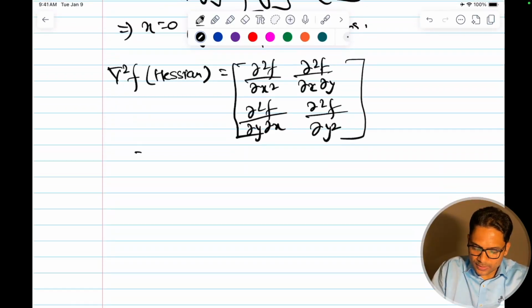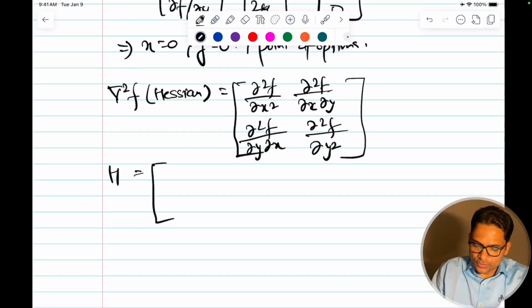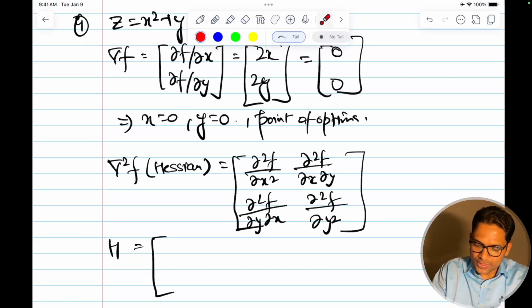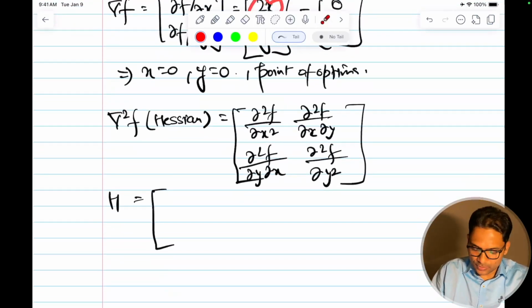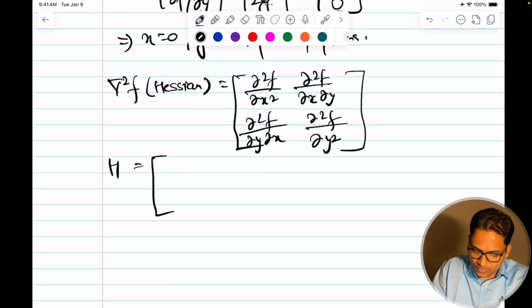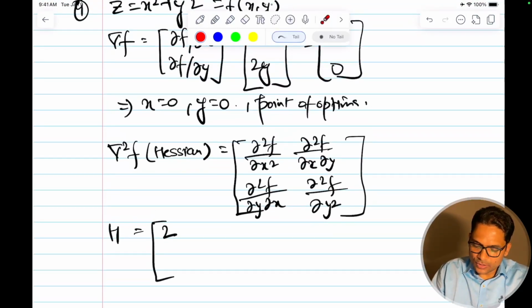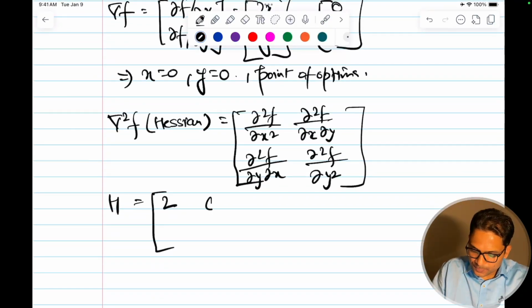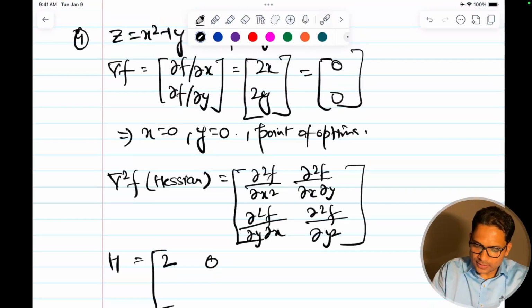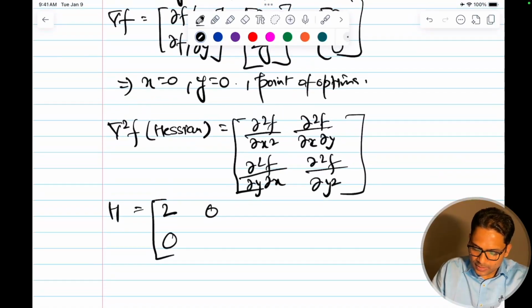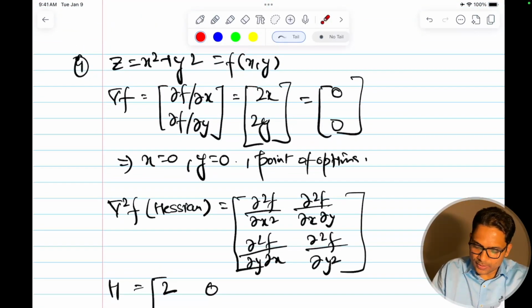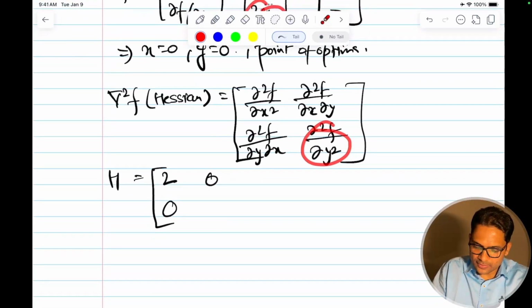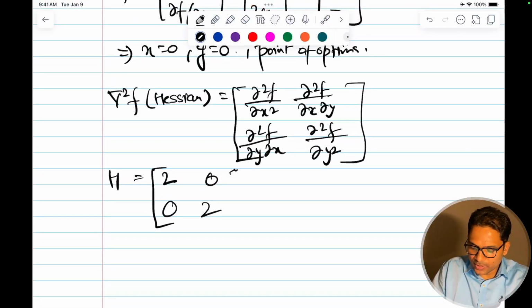Now what will this be? The Hessian will be equal to, this was 2x, 2y. So 2x I differentiate again with respect to x, this will become 2. If I differentiate 2x with respect to y, this will become 0. Similarly, I have dou f by dou y here. If I differentiate it with respect to x, this will become 0. But if I differentiate it with respect to y again for the second derivative, this will become 2. So this will be your Hessian.